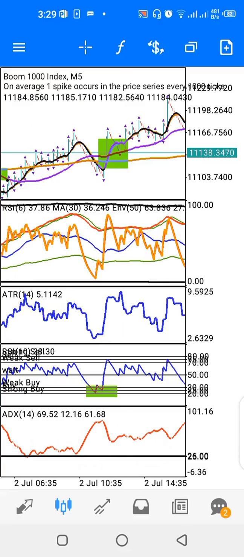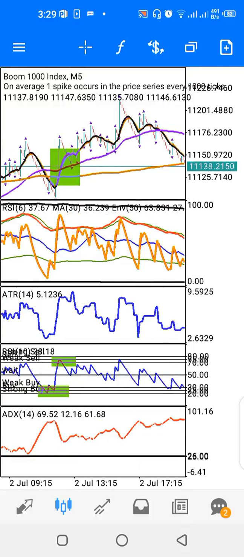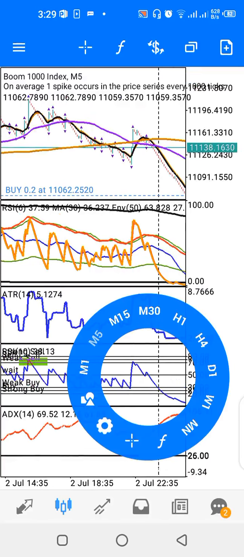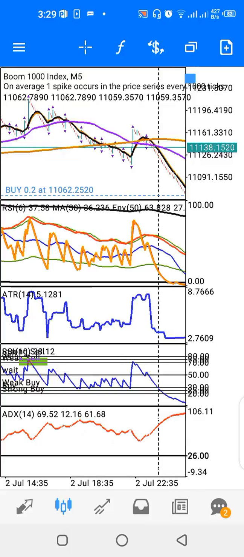For crash index, whenever the RSI line touches the upper levels, that is the 70, 75, 80 levels, then you look for sell opportunities for crash index. This is a sell signal. This is a sell signal. So that's that for the RSI line.